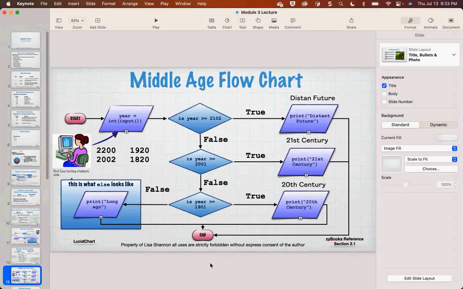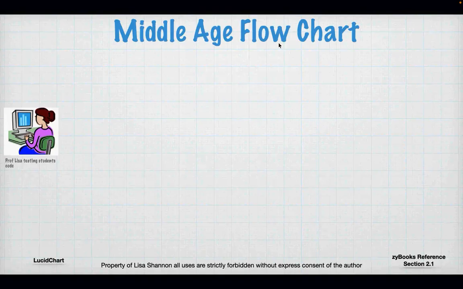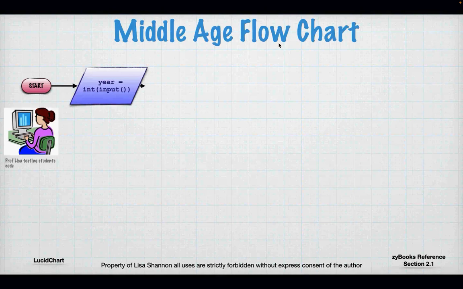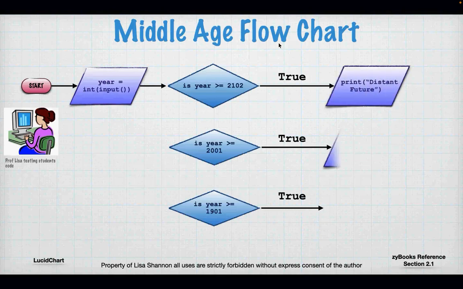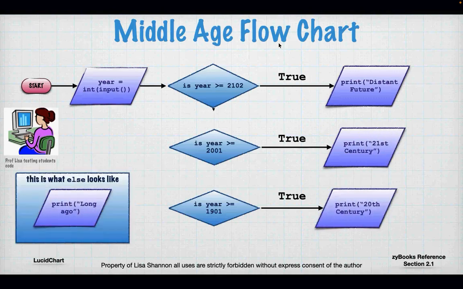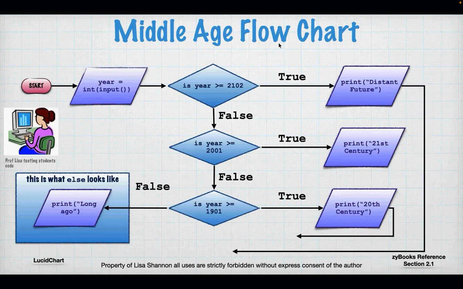Let's go and look at this one. Okay. Actually, we'll do this one. And it's not the middle age flowchart. I don't know why I titled it that. It's the year flowchart. Okay. So we've got our start, and we're going to input a year. So now I've got all these decisions. I've got three decisions to go. And the first decision is year greater than or equal to 2101. The second decision, is it greater than or equal to 2001 or 1901? So I have three opportunities for true and three opportunities for false.